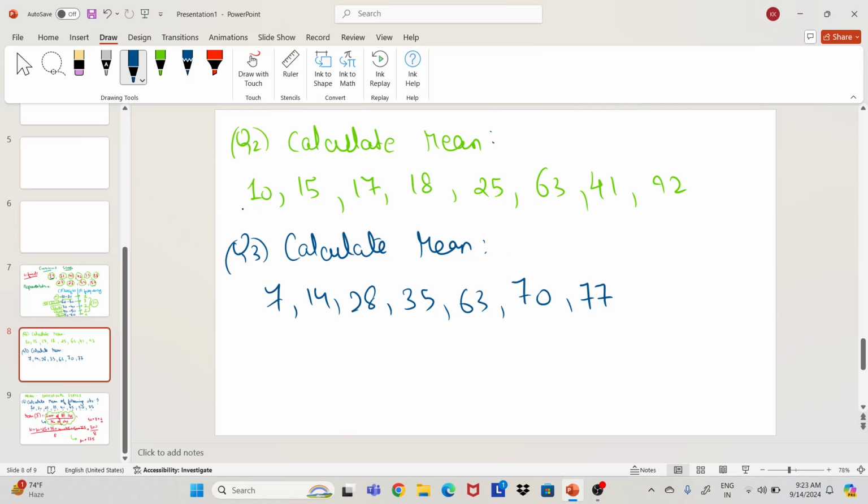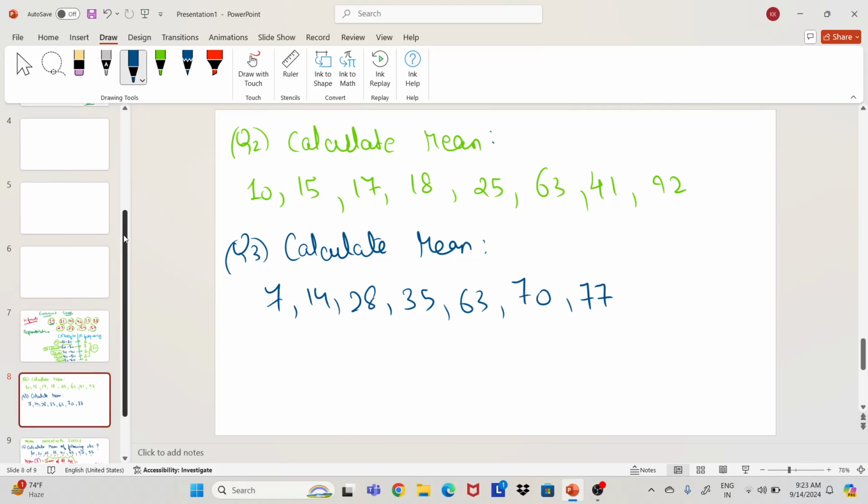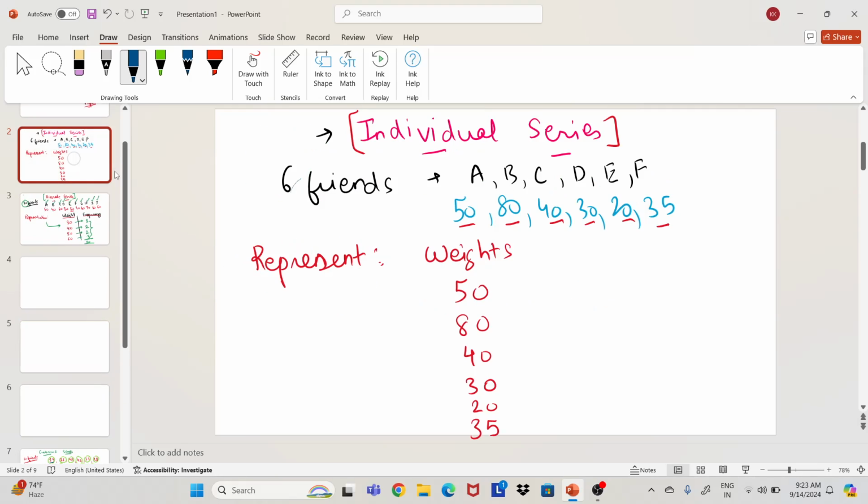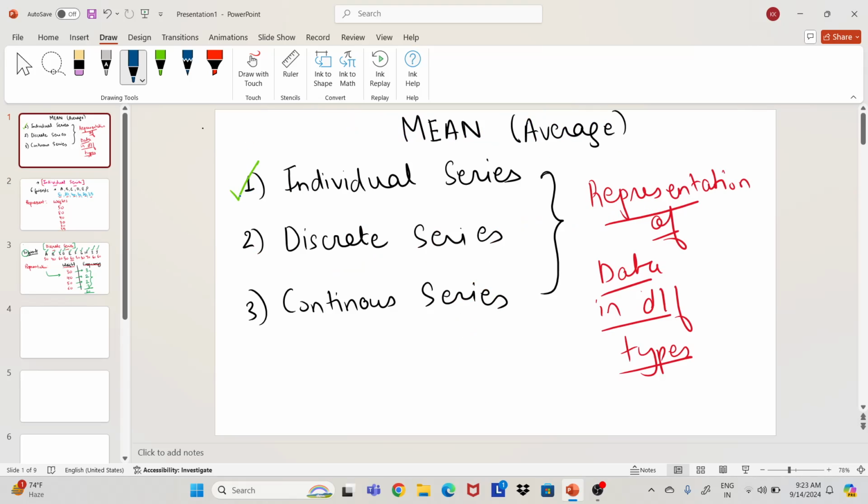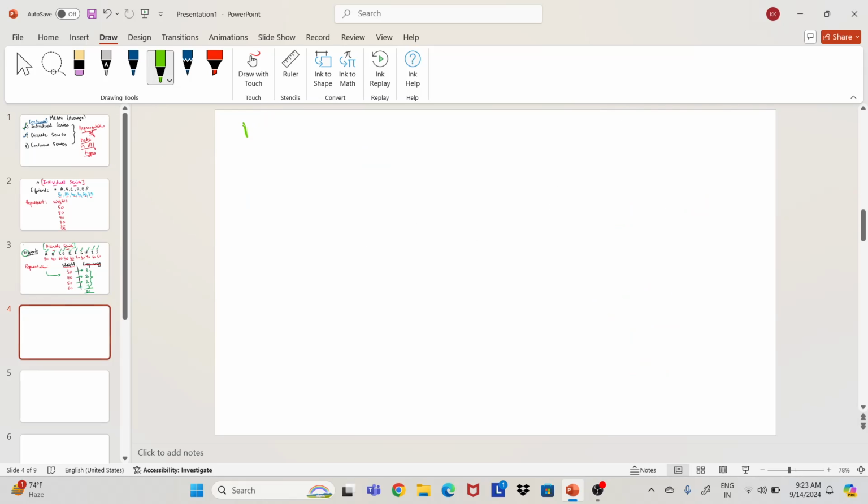So this was the calculation of mean in the individual series. We have seen how to calculate mean in individual series. There is only one formula for calculating mean in individual series, and we have seen this. Now we'll move ahead with discrete series, the calculation of mean in discrete series.